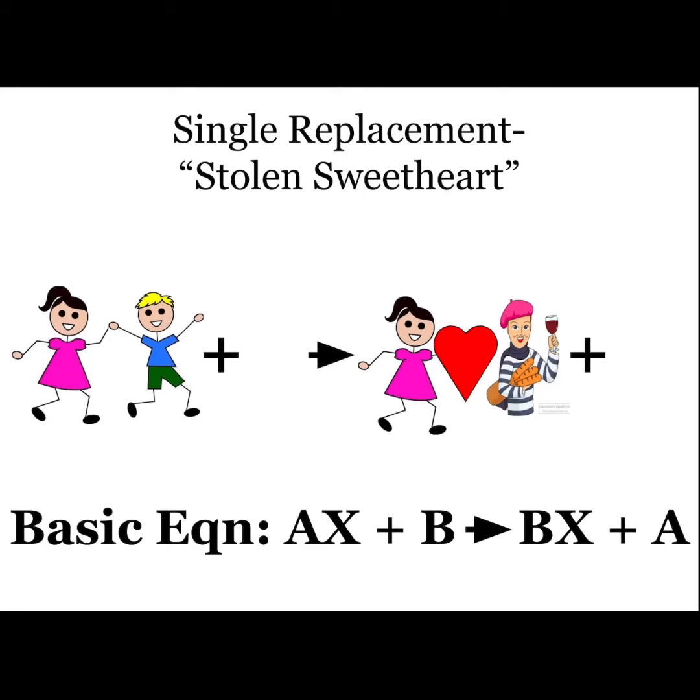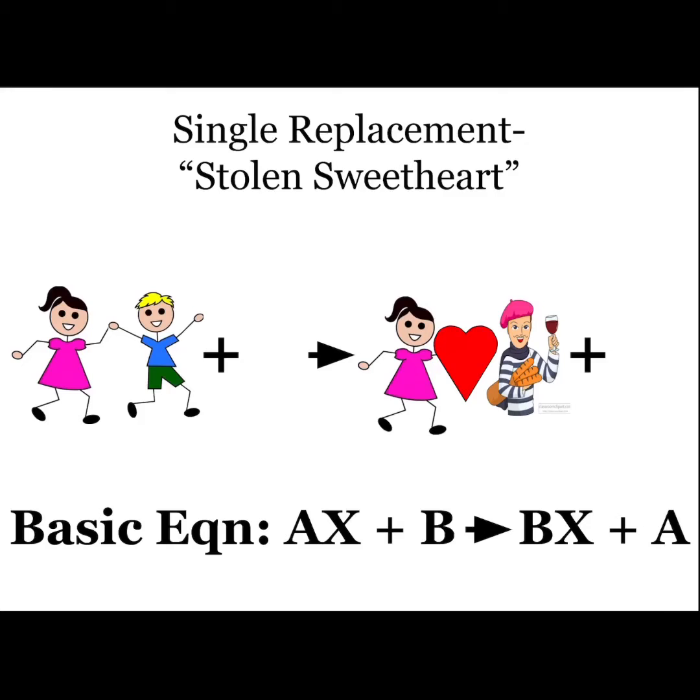Okay, next I have single replacement. For this story or set of notes, we're going to call it stolen sweetheart. My basic equation is AX plus B to get BX plus A. So AX, that's a compound, right? And then we're saying plus B. B is a single element. What happens is that they basically switch.